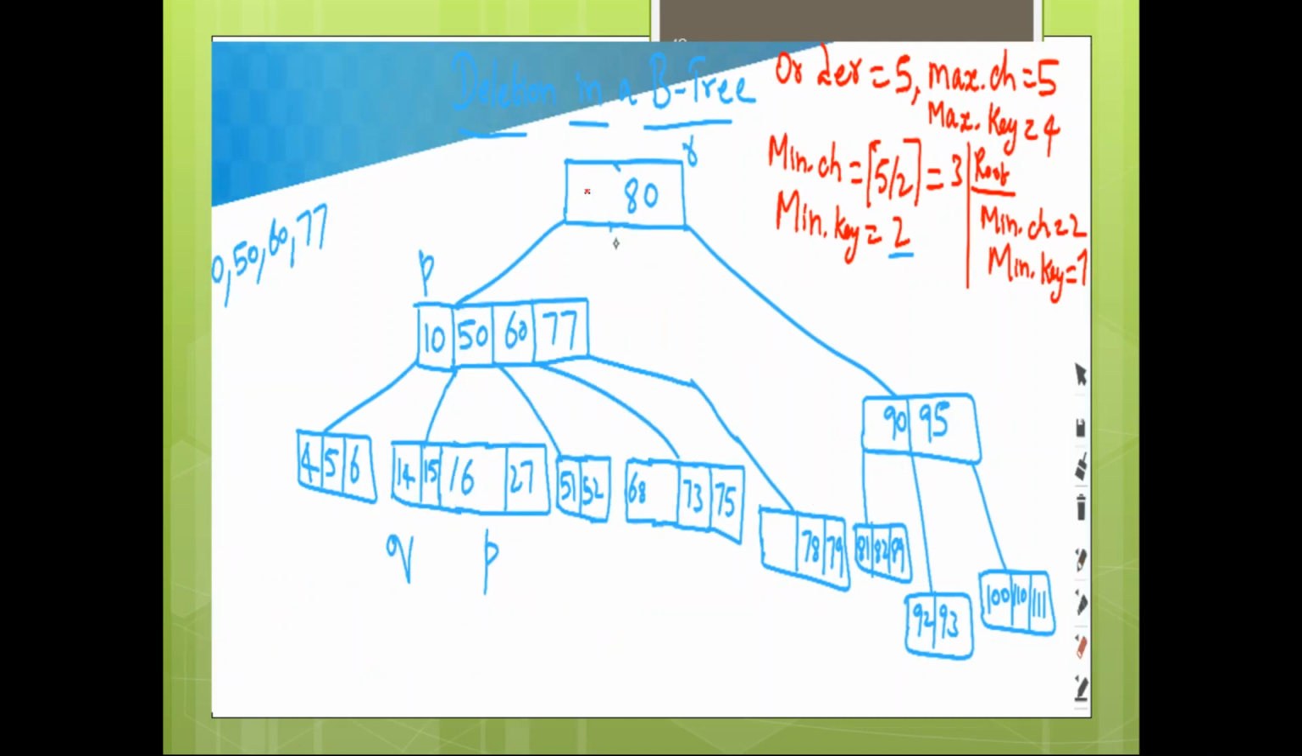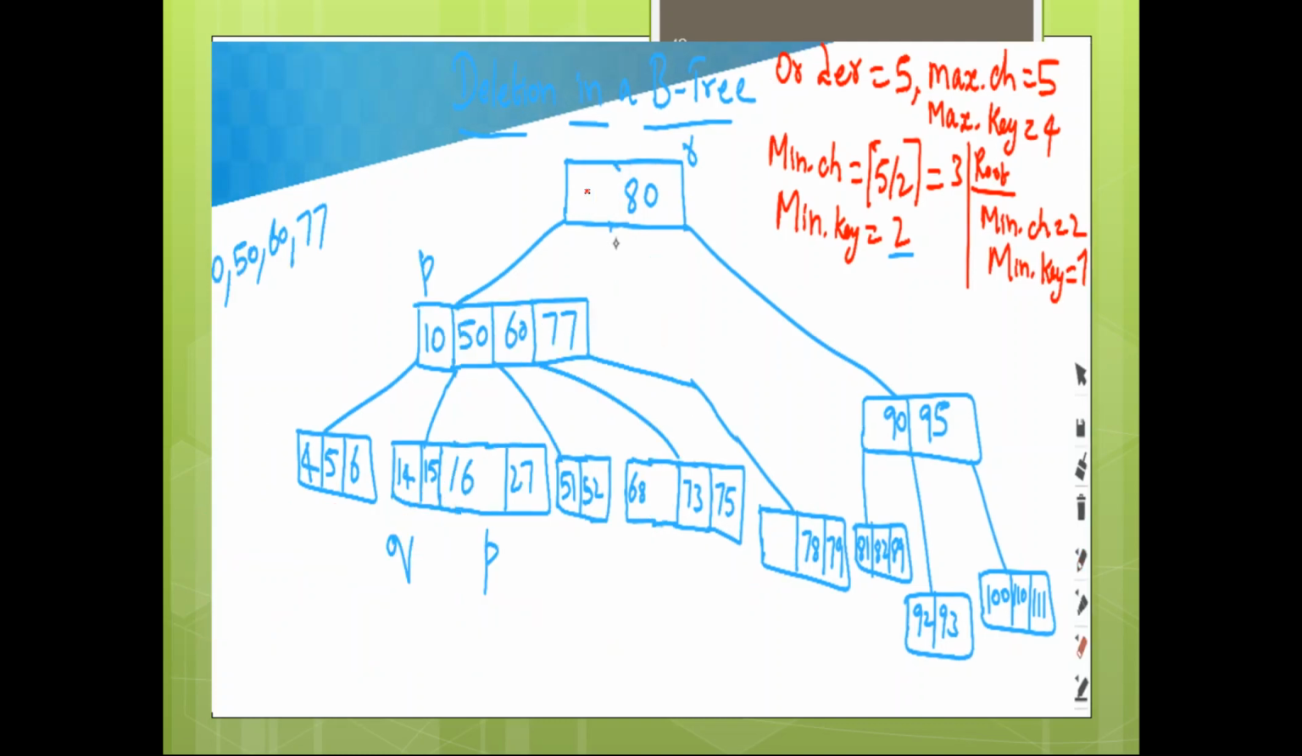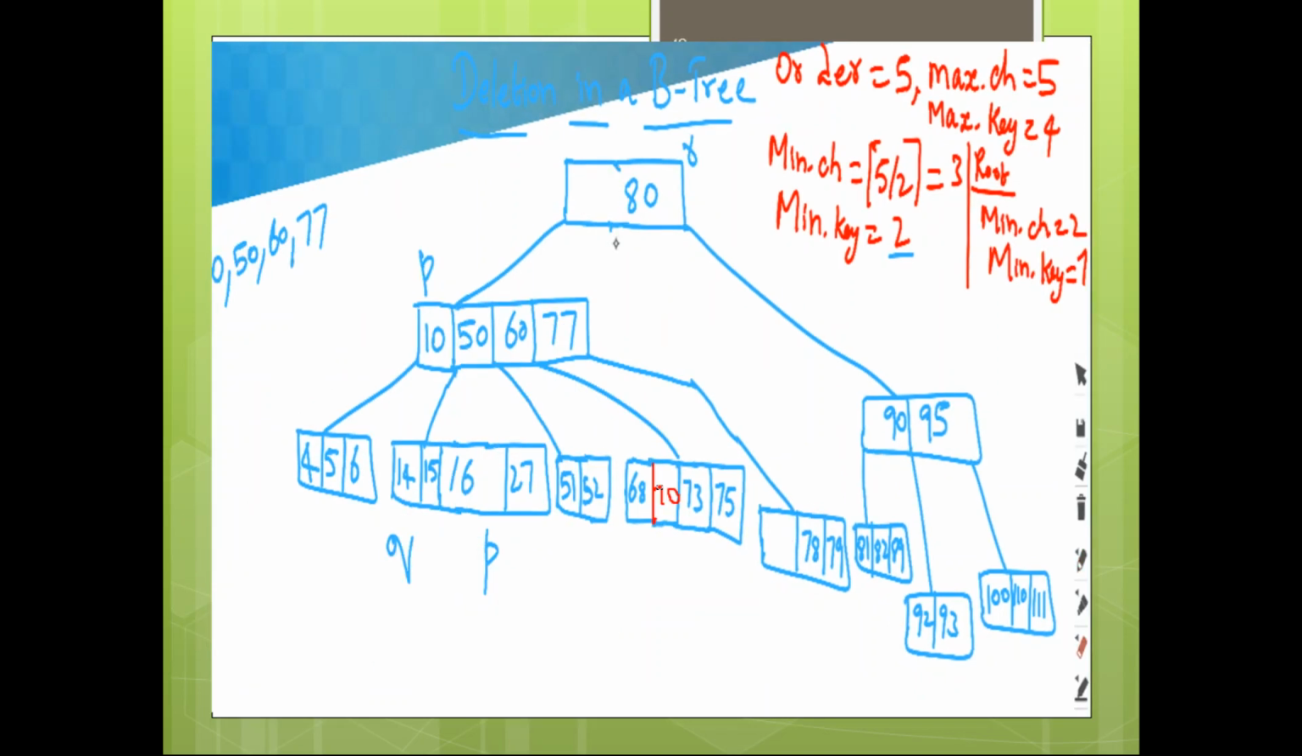To the right of 60, what we have? 68, 70, 73 and 75. Here 70 is also there, but I think next we are deleting 70, so I removed 70 from here. Okay, and to the right of 77 we have 78 and 79. So this is the change that is created after deleting 20.